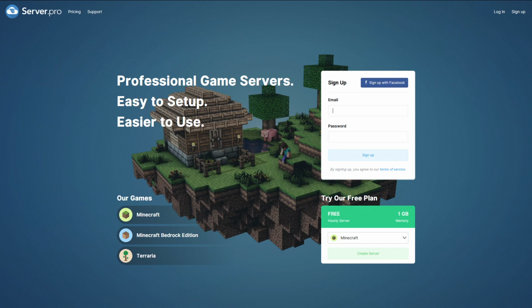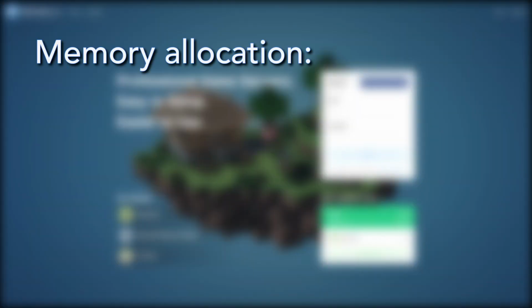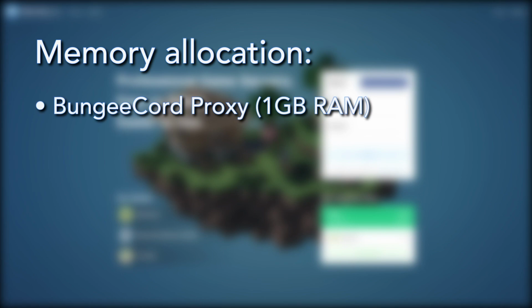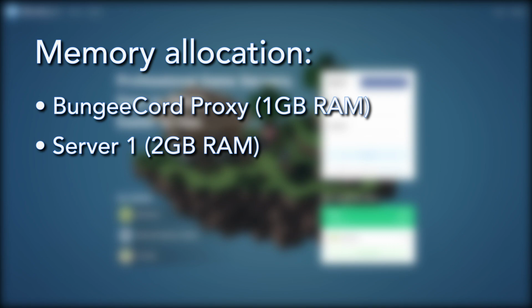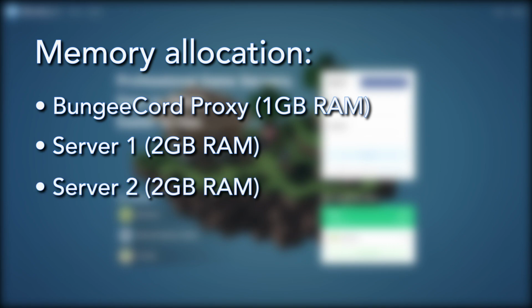In this video, we'll be using a 6GB VPS and creating a BungeeCord network consisting of the proxy and two servers. This means that we'll be creating three services: the proxy itself, which will be allocated 1GB of memory, server 1, which will be allocated 2GB of memory and will act as the hub server, and server 2, which will also be allocated 2GB of memory, leaving 1GB of memory for the operating system.